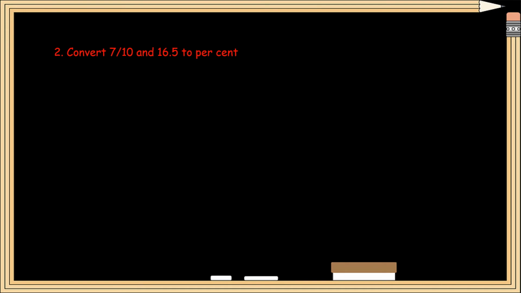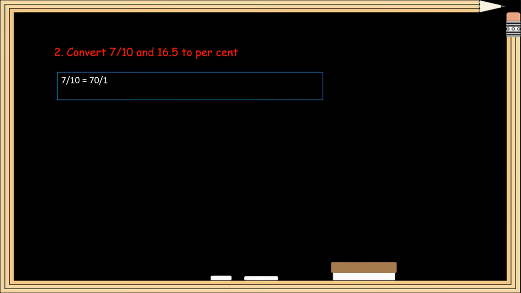Convert 7 by 10 and 16.5 to percent. Now I would recommend you pause the video and try it on your own. I'm expecting you have paused the video, and now I'm going to show you the answers. The first one is 7 by 10. 7 by 10 can be written as 70 by 100, right? When we multiply 10 at the bottom, we should also do it at the top. Now we have 70 by 100.